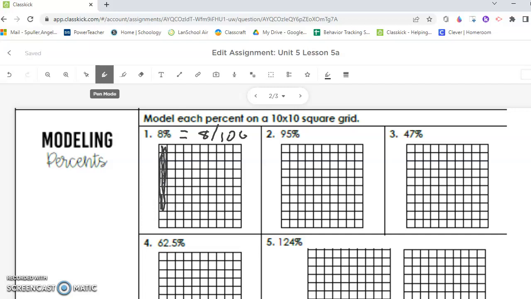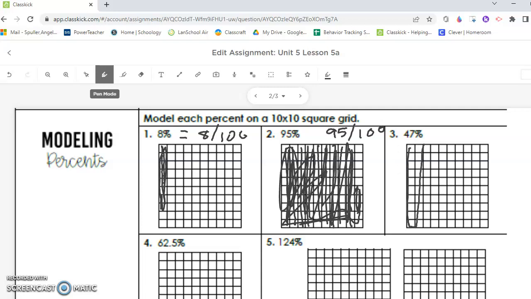Now 95. That means 95 of the 100. Okay. So 10, 20, 30, 40, 50, 60, 70, 80, 91, 92, 93, 94, 95. So this part is all colored in except for this last 5. Okay, 47. So 4 tens, 10, 20, 30, 40. So we're coloring in 4 of these. And then 1, 2, 3, 4, 5, 6, 7.